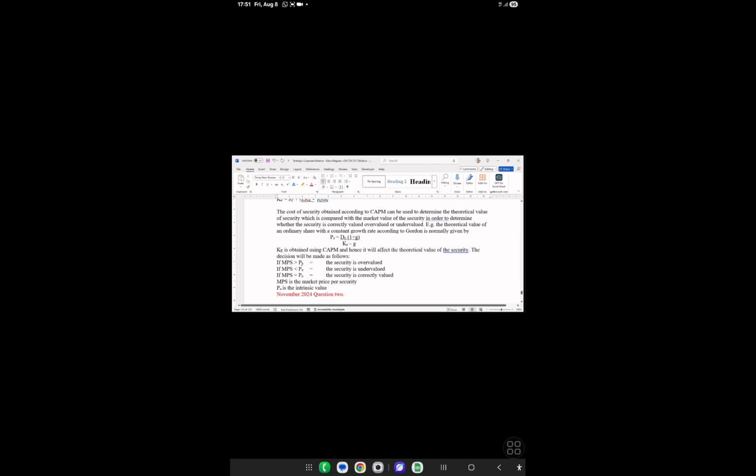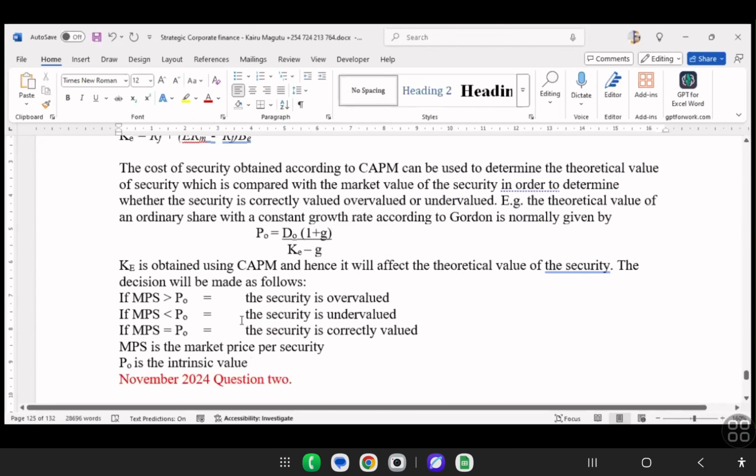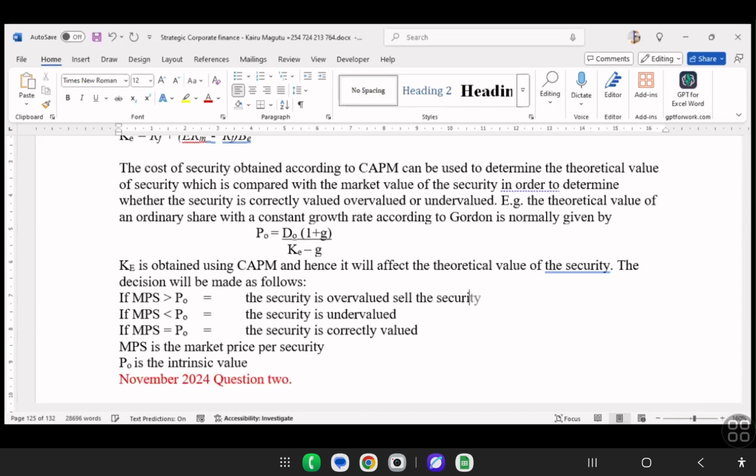And we say that if the market price per security is greater than the intrinsic value, the security is overvalued in the market. If the market price per security is less than the intrinsic value, the security is undervalued. And if the market price per security is equal to the intrinsic value, the security is correctly valued. When a security is overvalued, sell the security held. If the security is undervalued, you buy more of the undervalued security. And if the security is correctly valued, we say that it is at the break-even point. You may hold the ones that you have, and if you have not purchased, you need not buy more of that security.